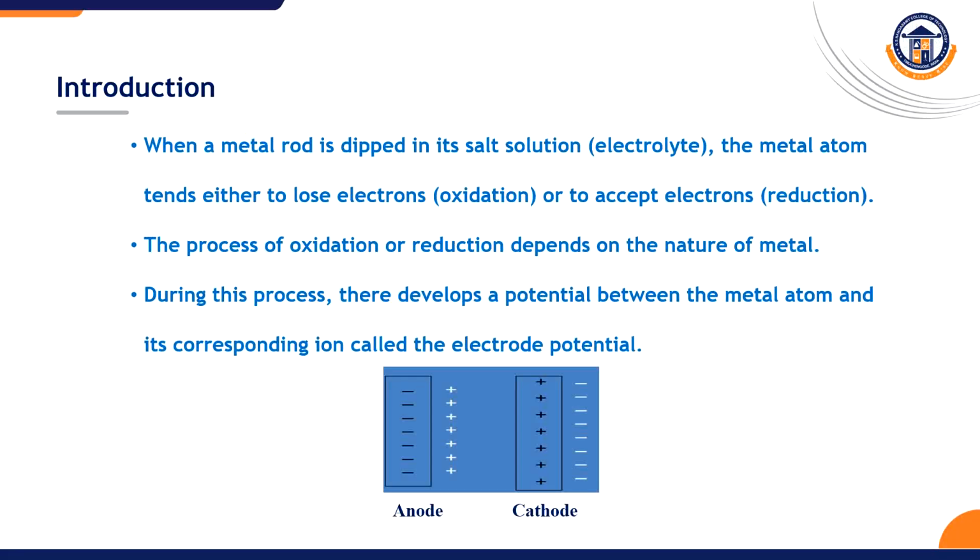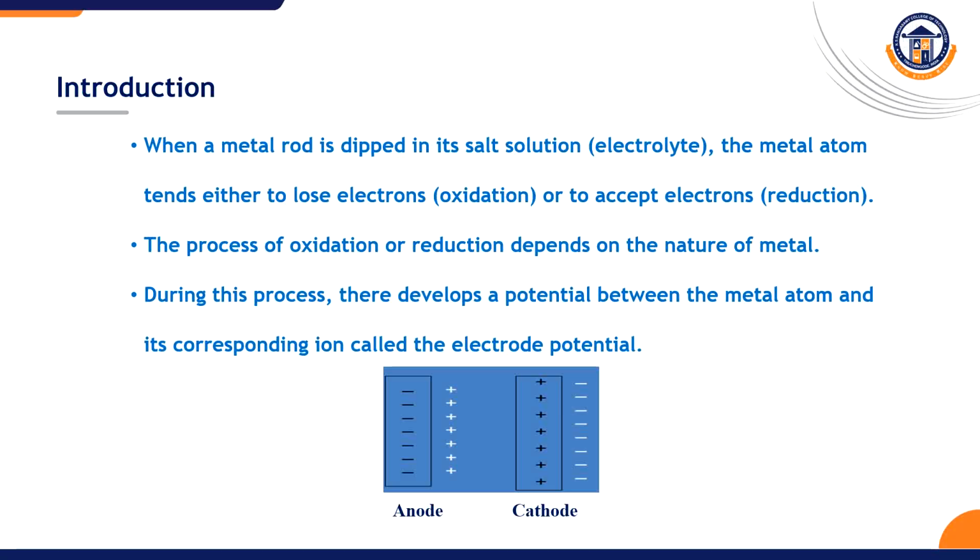When a metal rod is dipped in its salt solution, that is called an electrolyte, the metal atom tends to lose or accept electrons. When the loss of electrons takes place, the process is called oxidation, and the gain of electrons is said to be reduction. The process of oxidation or reduction depends on the nature of the metal.